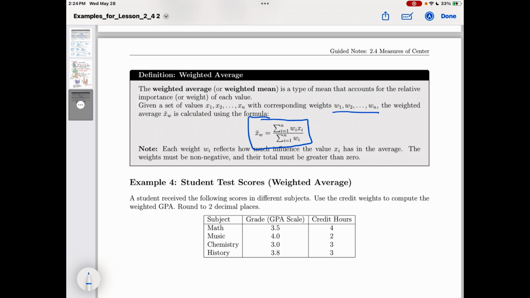The W stands for the weight, which is how important the value is. The xi's are the data values themselves. So this top line tells us to multiply each weight by each data value, and then the sigma tells us to add them all up. So this tells us to add the weights times the values. Then in the bottom, this says sum up all the weights and then divide by the sum of the weights.